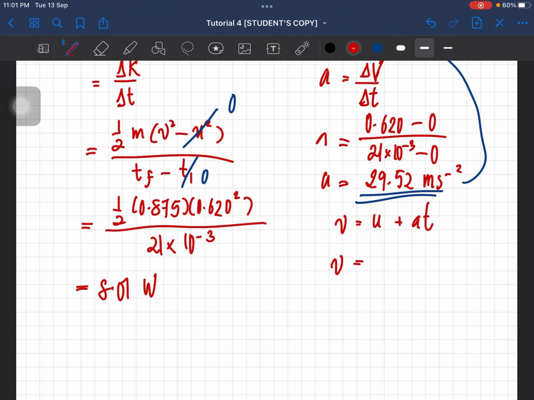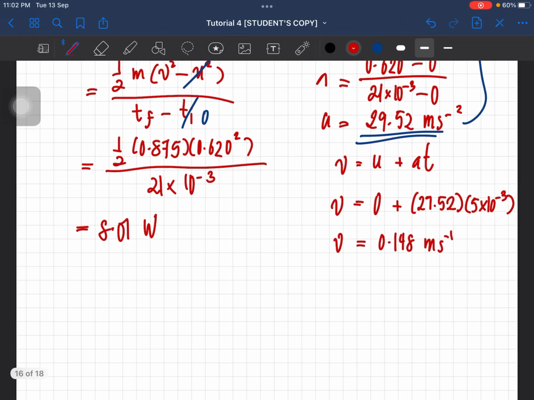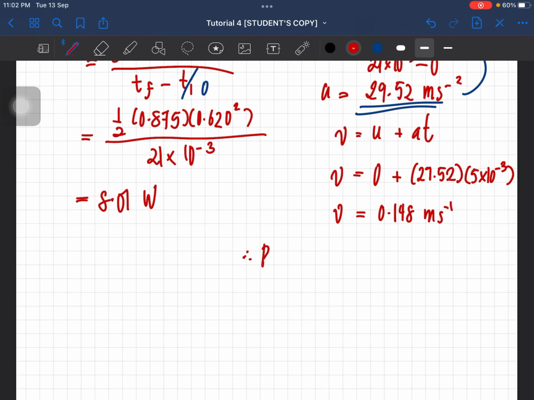Okay, so carilah U dia berapa tadi? Kita tahu U is 0 because it starts from stationary. Plus dengan the acceleration that we've calculated just now, and then time ni kita guna berapa? 5 atau 21? Kenapa kita mau guna 5? Sebab sekarang ni dia tanya at t equal to 5 milliseconds. So that's why we are going to use 5 milliseconds. Okay, so jawapan dia 0.148 meter per second.